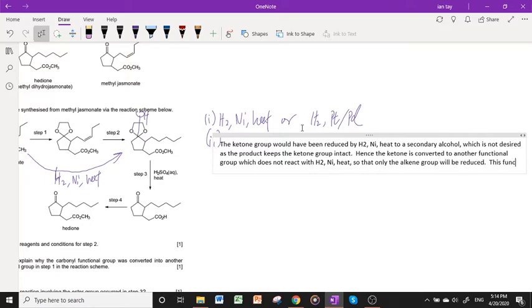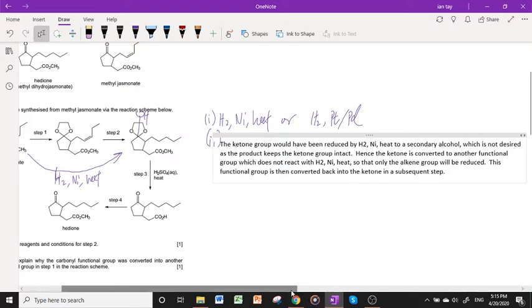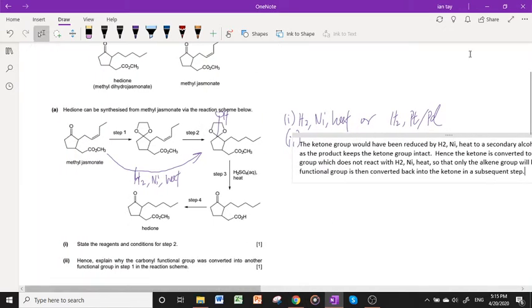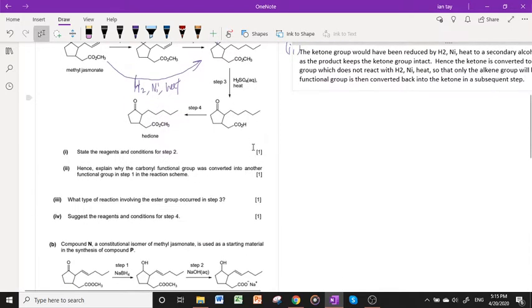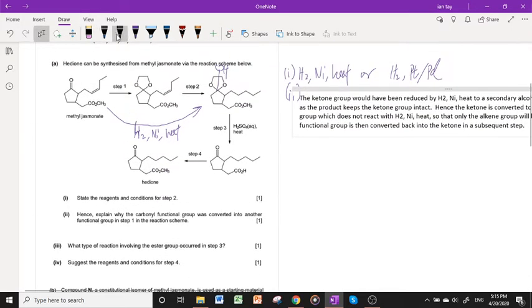This functional group is then converted back into the ketone in a subsequent step, right? Which is step 3, where it's actually the hydrolysis of this group to form back the ketone. So what type of reaction involving the ester group occurred, as I mentioned already just now? It is simply acidic hydrolysis.